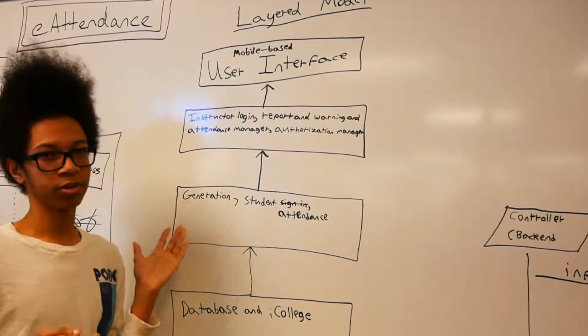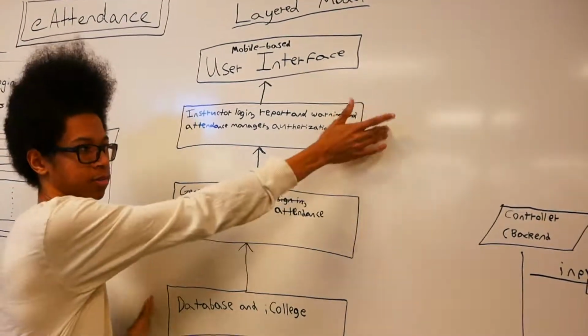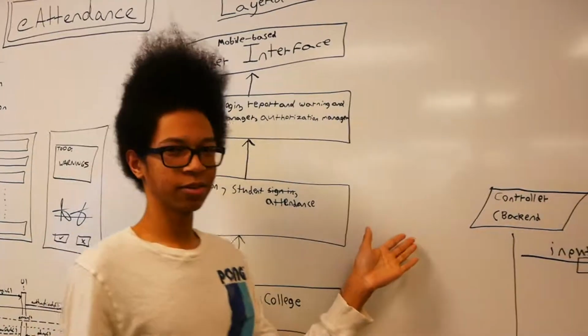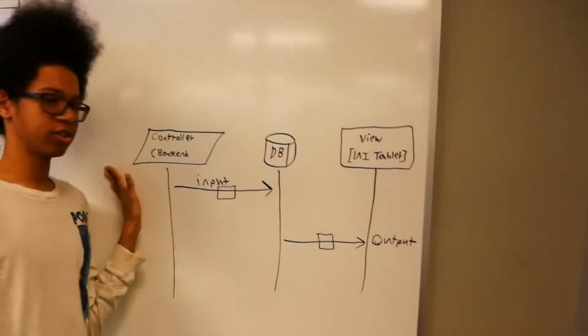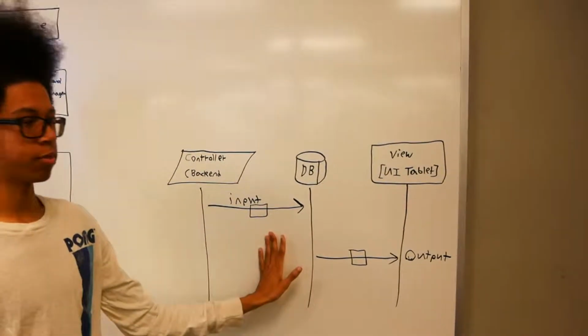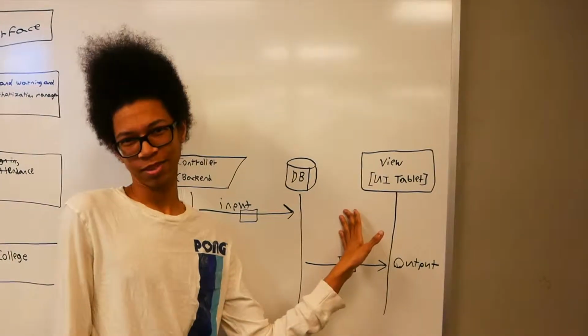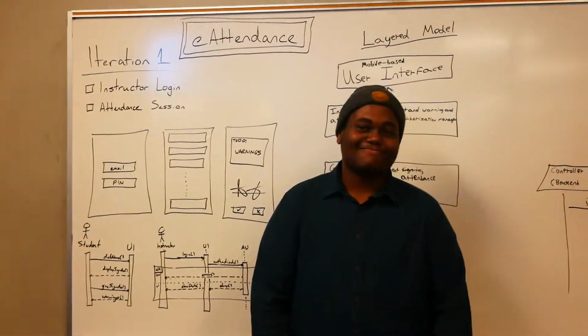We used a layered model so that if we make changes, it only affects some layer and possibly adjacent layers. And then over here we have our MVC. So our controller is our backend, which is input to our database, which shows output to our tablet. So yeah, we'll move on to the next person now.